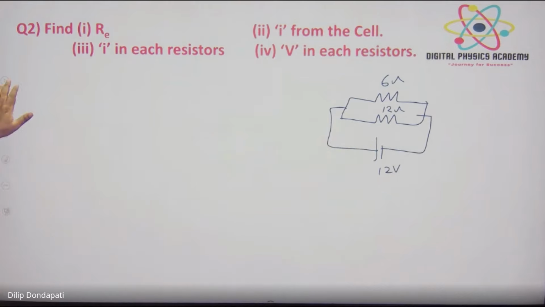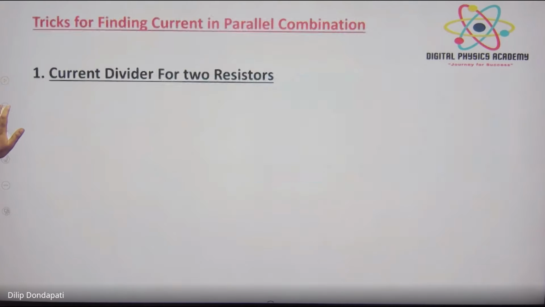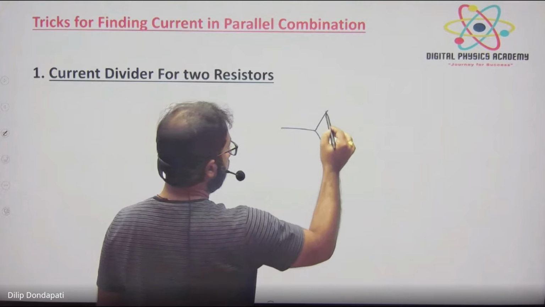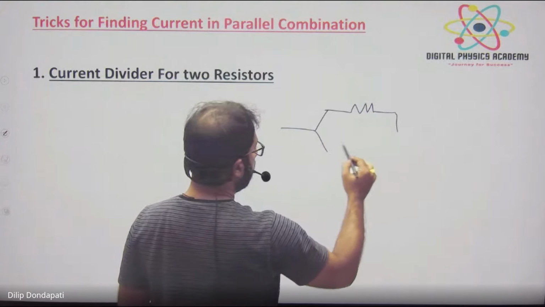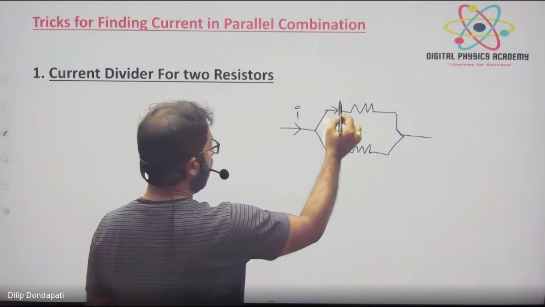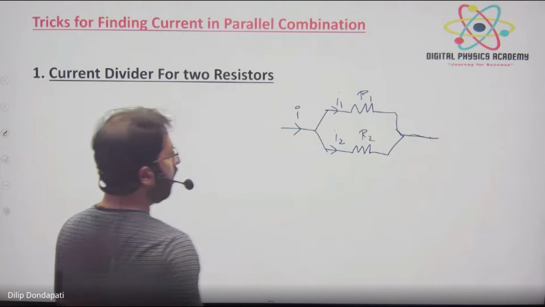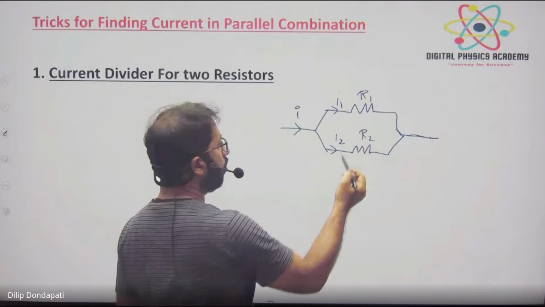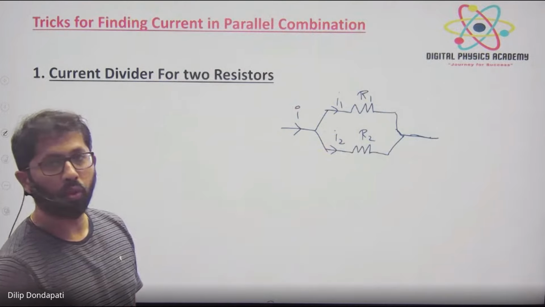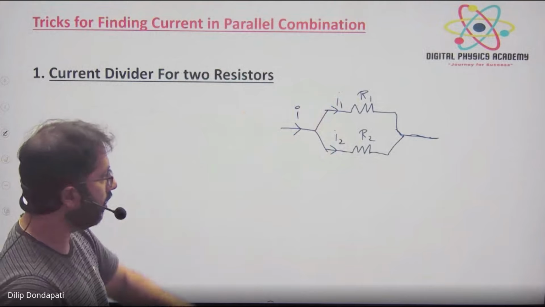So, tricks to find current in the parallel combination of resistors. देखो, current divider for 2 resistors एक शॉर्टकट है, वो learn करने का। Suppose we have 2 resistances R1, R2 with currents I1, I2. कई बार parallel circuit में total current मालूम होता है, but you want to find I1, I2 without knowing the voltage. If voltage is known, then you can use Ohm's law, but without voltage you have to find the current ratio if I know the total current.